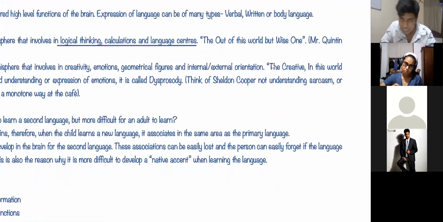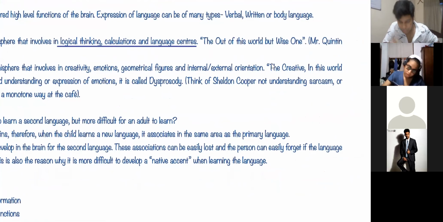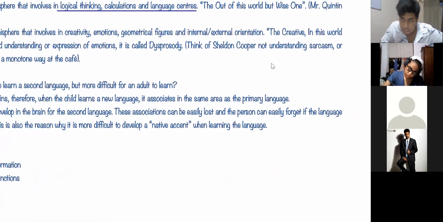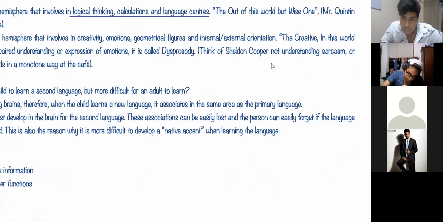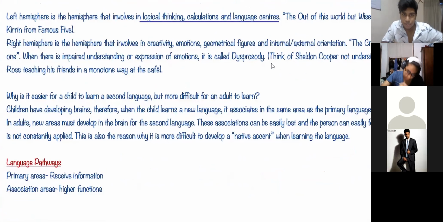And I remember it like this. These people are out of this world. They don't know what is happening. They are very wise, but they don't know what is happening. A good example is the famous Five character, George's father, Mr. Quentin. He's just a person who has the left hemisphere working.